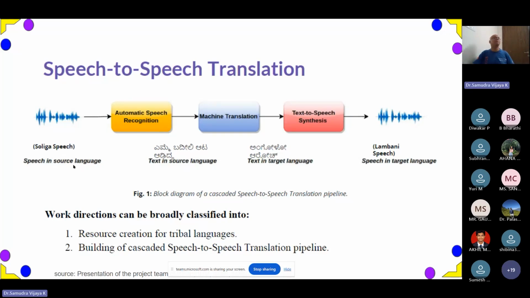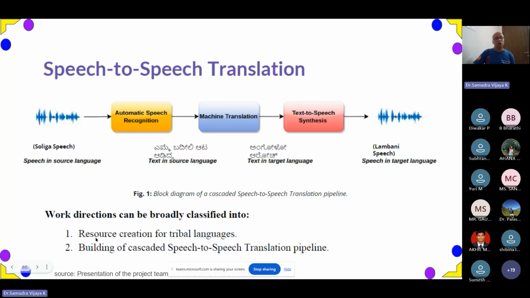Many tribal languages do not have their own script, but they use the script of the local state. This is Kannada. From this, it is translated into the corresponding text in Lambani, and that is spoken as Lambani speech. So this is the speech translation.